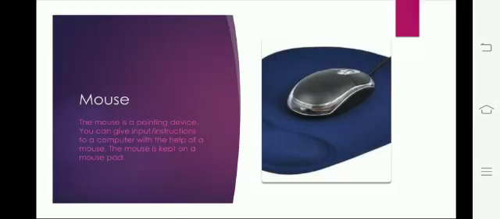What is this? Which picture is it? Here mouse has been written. Is this a mouse? But a mouse moves here and there, and this is at one place. Yes, this is also a mouse, a computer mouse. The mouse is a pointing device. You can give input to the computer with the help of this mouse. You can even draw pictures. The mouse is kept on a mouse pad.